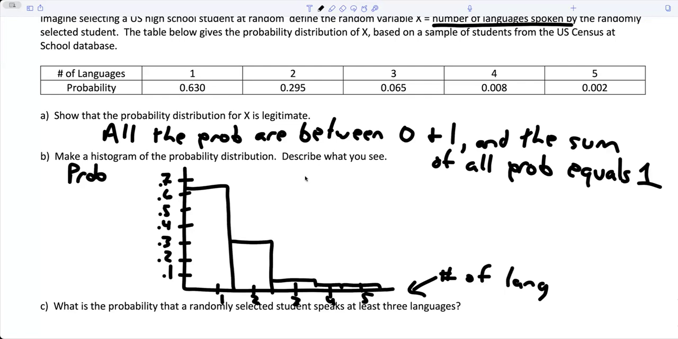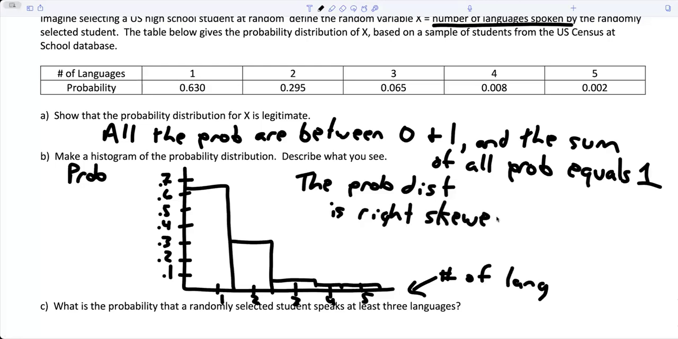Okay, so I'm gonna say the probability distribution is right skewed. Why is it right skewed again? What are we looking at to see if it's right or left skewed? We look at the tail.